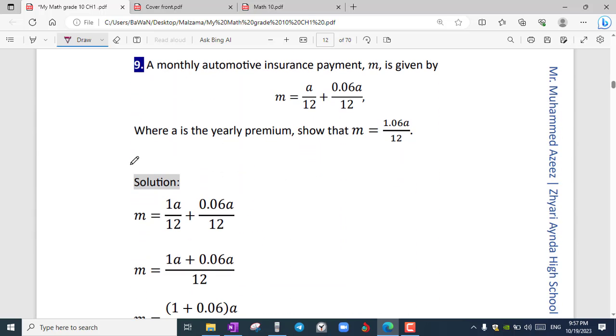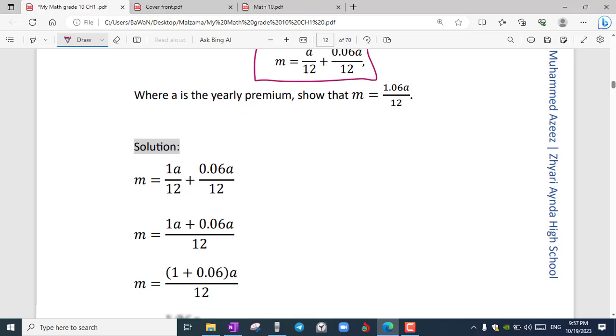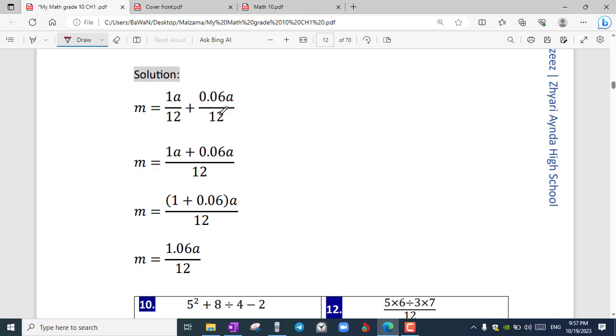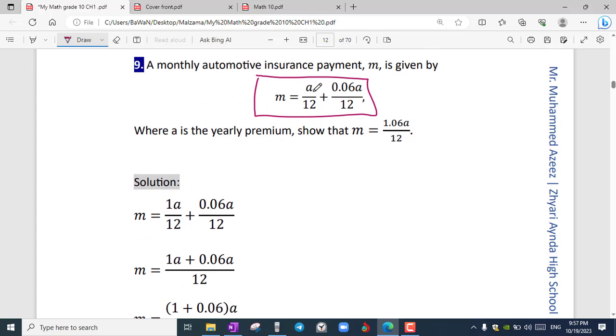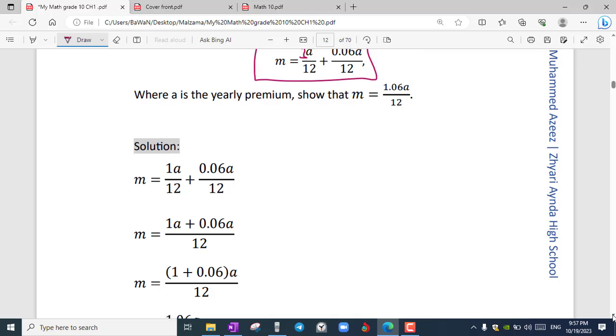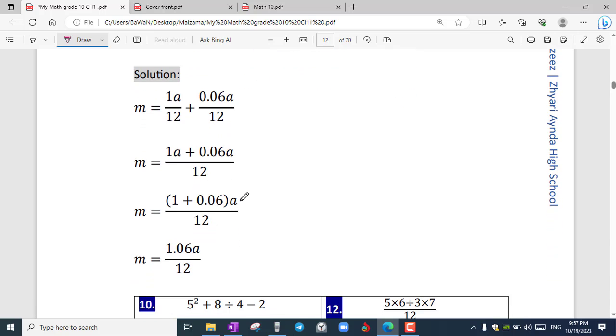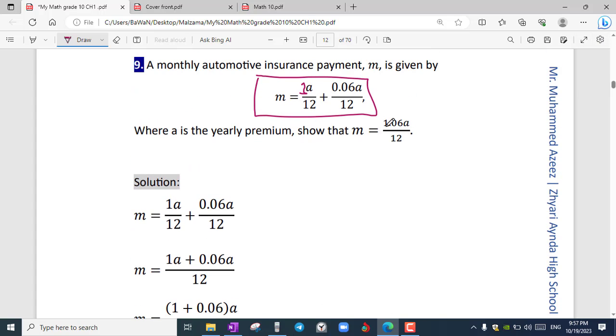There's an example. This is an exercise actually. We have these two. We need to add them together. When we have fractions, we need to see if we have the common denominator. Luckily here the denominators are the same. Then we only add the numerators. This is just a. Just a, because there is no number in front of it, the coefficient is just 1. So 1a plus 0.06a. If we take a as common factor, it will be like 1 plus 0.06 a over 12. That's 1.06 a over 12. And this is what the question needs us to get.